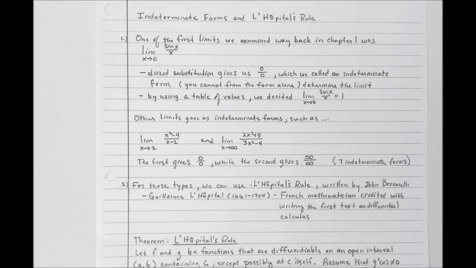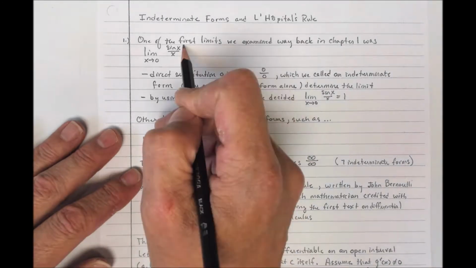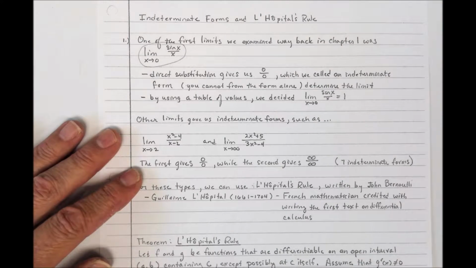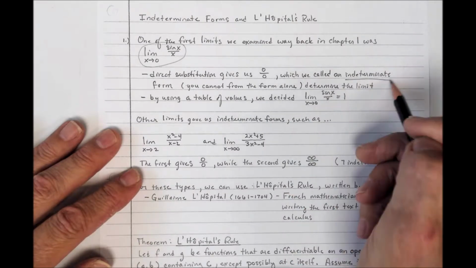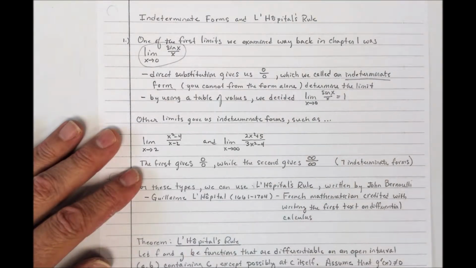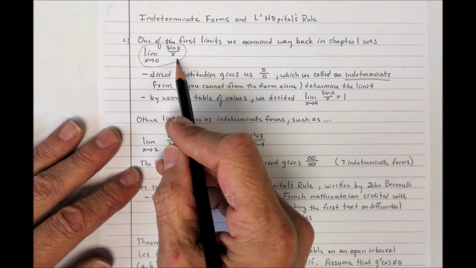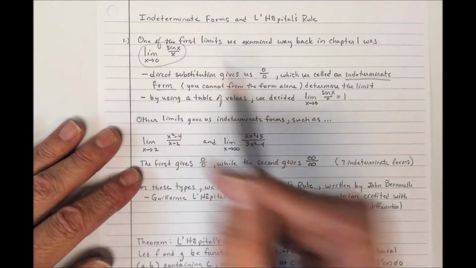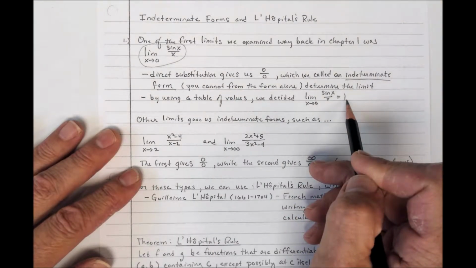Now, one of the very first limits that we looked at that was a special limit was the limit as x goes to 0 of the sine of x over x. As you just use direct substitution, you get 0 over 0, and this is an indeterminate form. So what we did is we made a table of values, and then later I mentioned the squeeze theorem as a way to prove that this particular limit turned out to be equal to 1.